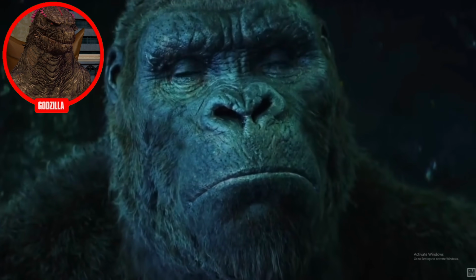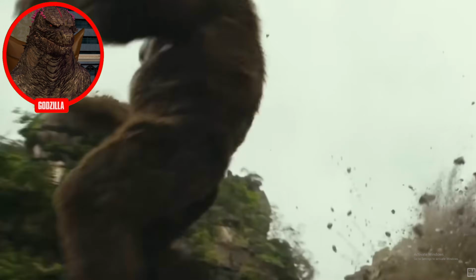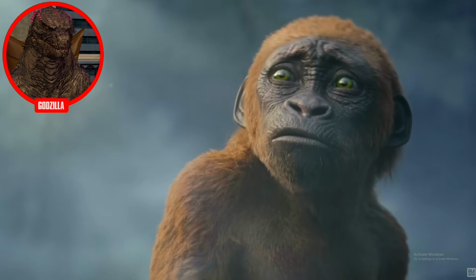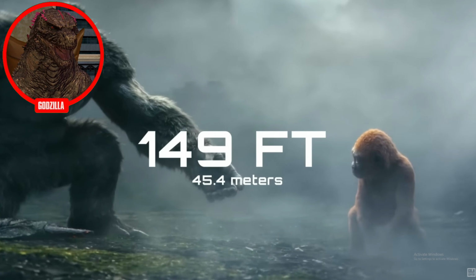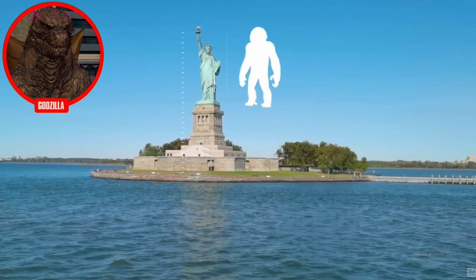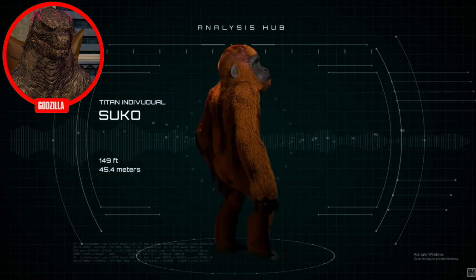Kong's growth rate explained. Okay, to begin explaining this weird phenomenon, we must first match up who we are talking about. Suko in Godzilla x Kong: The New Empire. Yo, who do you think is gonna win, Suko or Kong in Skull Island? I think Kong in Skull Island will kill Suko. Shorter than the Statue of Liberty, very, very tall nonetheless.